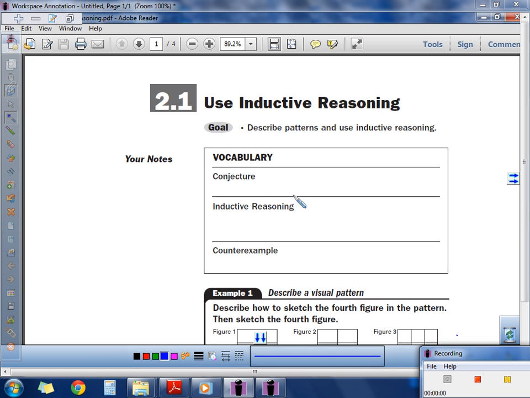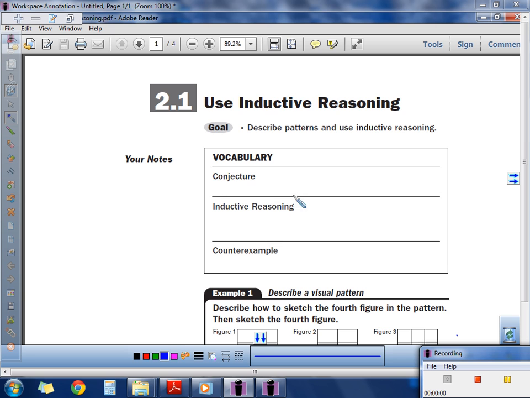Today is lesson 2.1, starting a new chapter. Today's goal is to describe patterns and use inductive reasoning. Geometry deals a lot with logic and logical thinking, trying to improve that part of your brain. As sophomores, that part of your brain is still developing, so this is a really good lesson to improve that way of thinking for you.